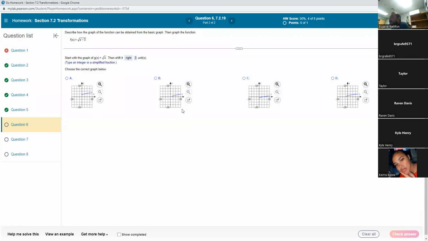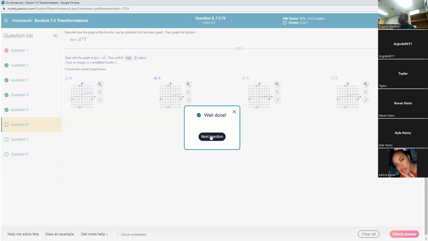Yeah, Claire, I'm thinking B too. It looks like it's a little bit to the right, 3 units. A looks like it went up. B does look like it went right. C looks like it went down. And then D went left. So the only one that could possibly have gone right was B.